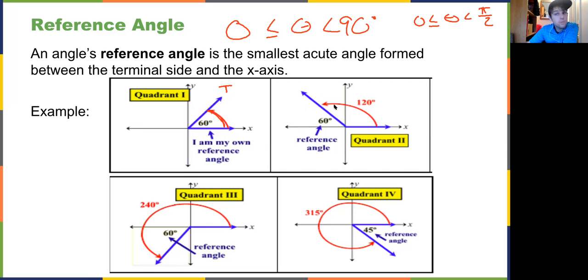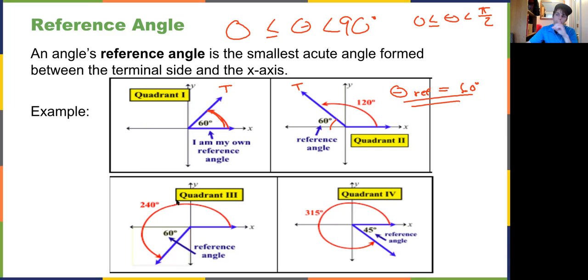So here's a 120-degree angle. Here's our terminal side right here. The shortest way to get to the x-axis, again, remember x-axis down here, is to measure it this way. So this is a 60-degree angle. So our reference angle, sometimes we write this as theta ref, is 60 degrees. The reference angle for a 120-degree angle is a 60-degree angle. It has the same properties as a 60-degree angle, and we make use of that.